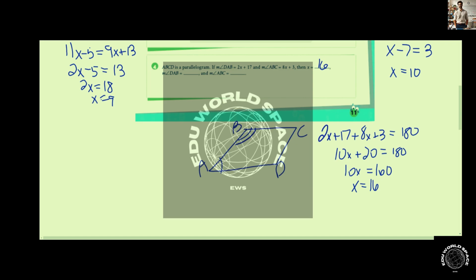The measure of angle DAB, plug 16 in for x. 2 times 16 plus 17 is 32 plus 17, or 49. And 8 times 16 plus 3 is 131.